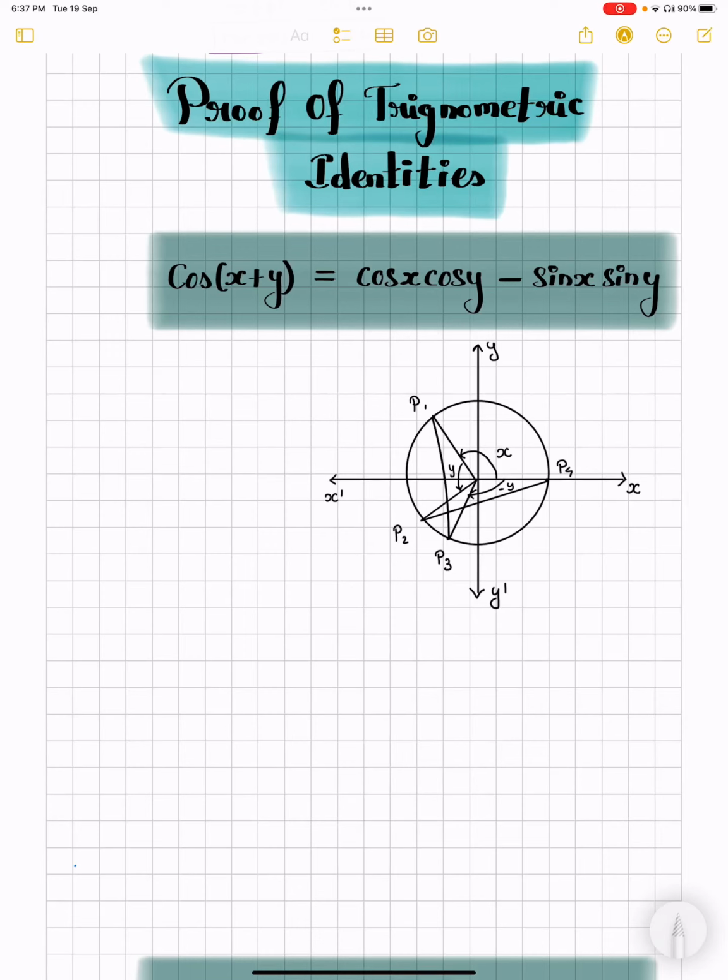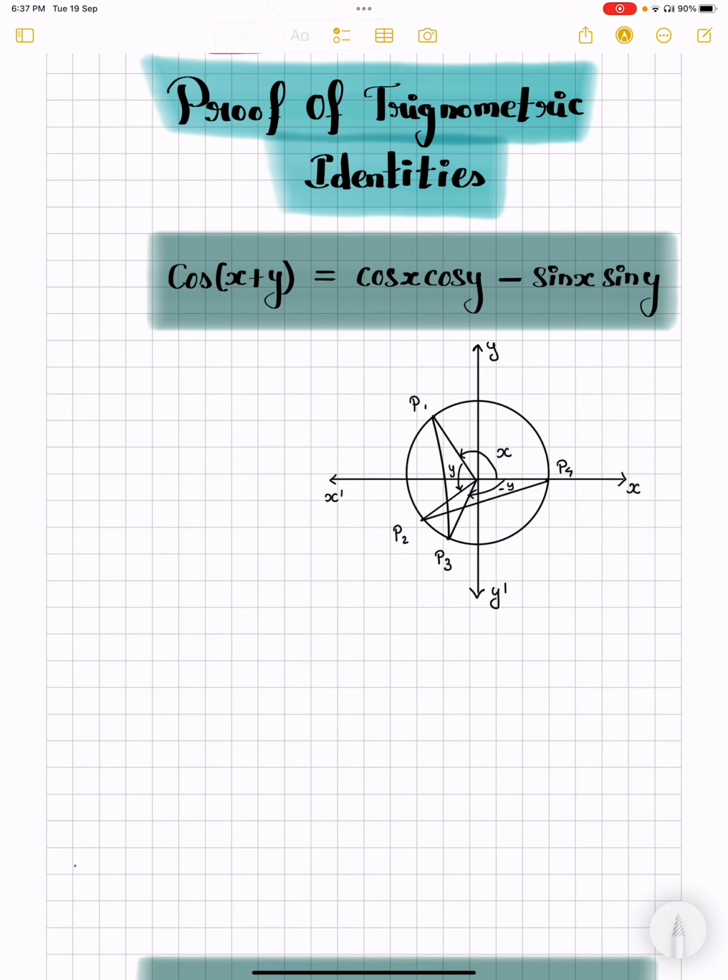Hello everyone. In this video, we are going to prove the sum and differences of trigonometric identities. That means we are going to prove what cos of x plus y is equal to, what sine of x plus y is equal to, and when it comes to the differences, how cos of x minus y is going to be, and how sine of x minus y is going to be.